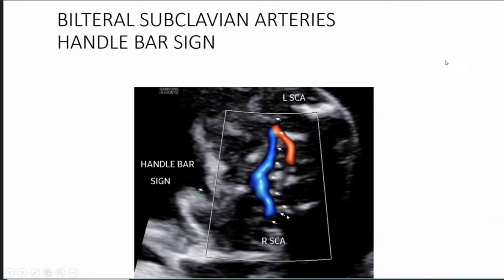Even more above, if you move the transducer, you will be able to show the left subclavian artery and the right subclavian artery, and this is called the cycle handlebar view. And this shows both subclavian arteries are coming from the aorta normally, and this view will rule out an aberrant right or aberrant left subclavian artery origin.